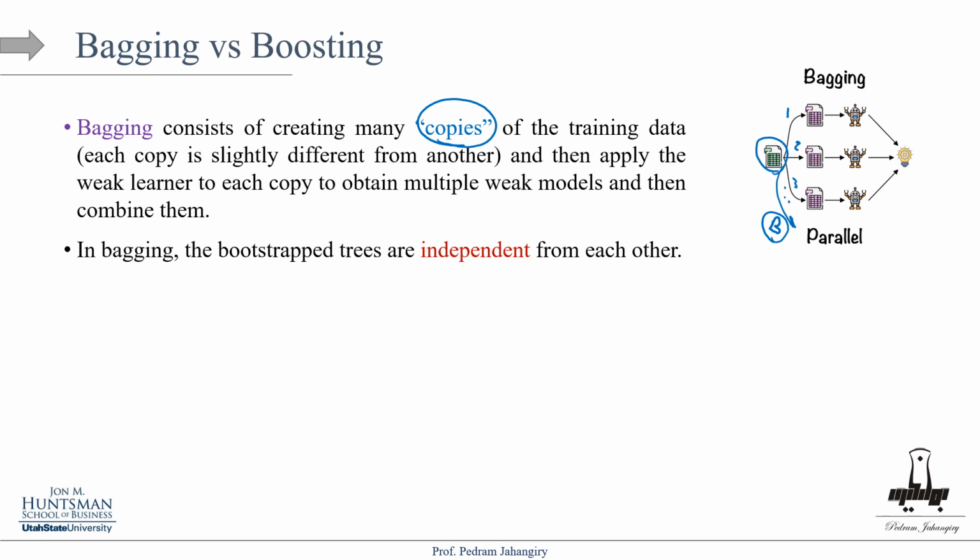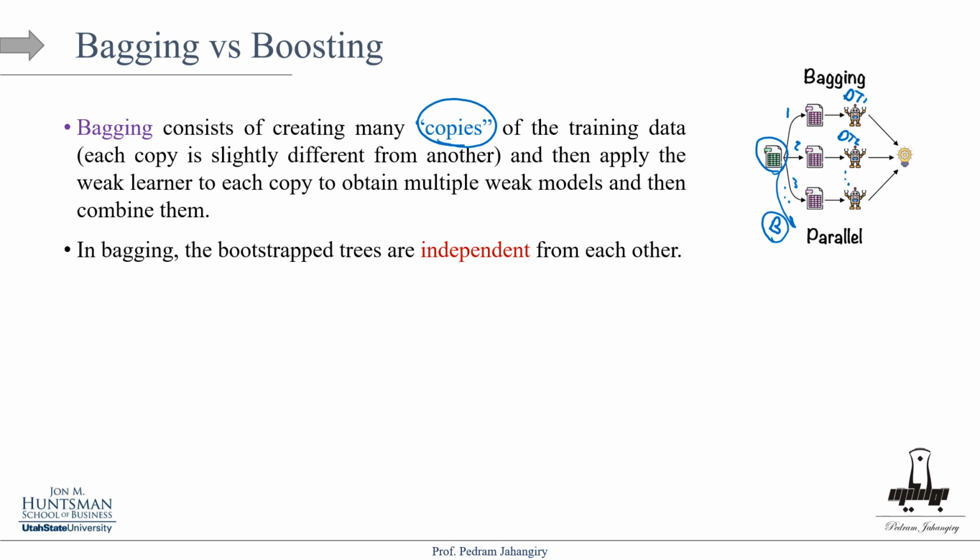Then we apply the weak learner algorithm to each copy. Our weak learner here is going to be a decision tree. So here I have decision tree number 1, decision tree number 2, and so on. These are our weak learners. And we combine them to come up with an ensemble method, obtaining multiple weak models, and hopefully we get one stronger model out of that.